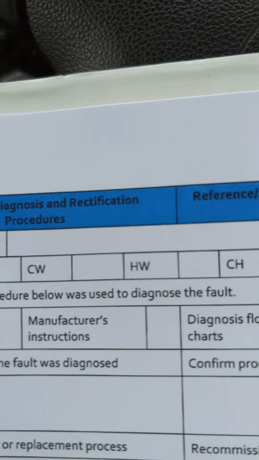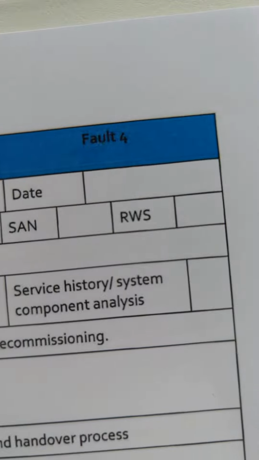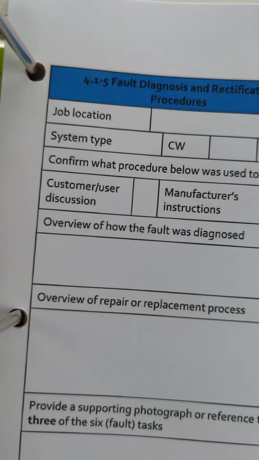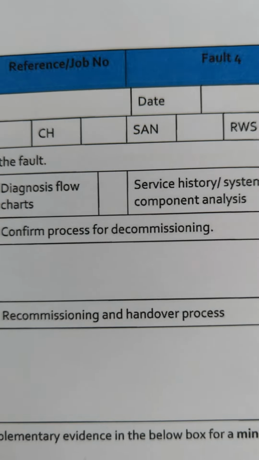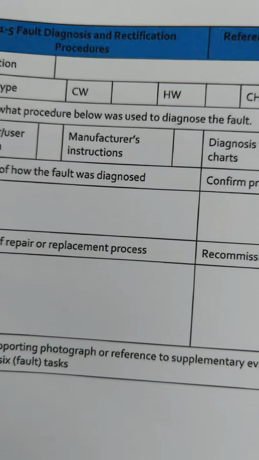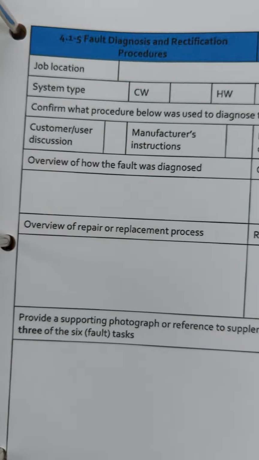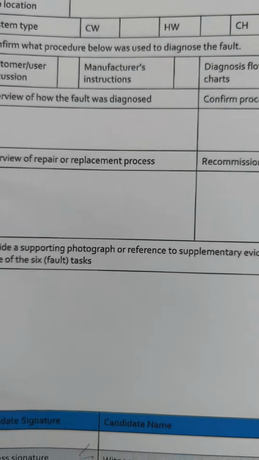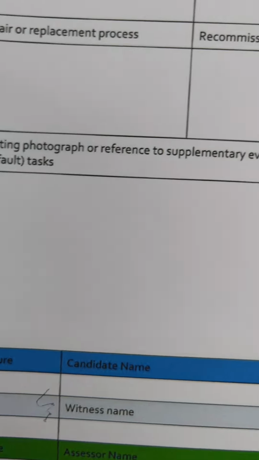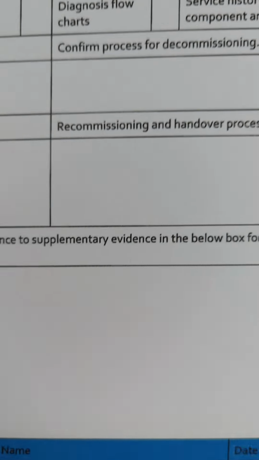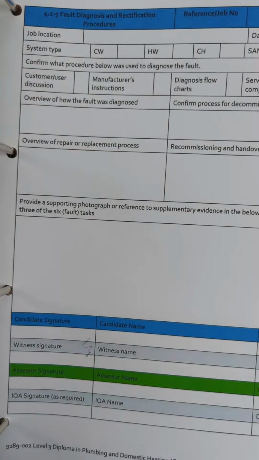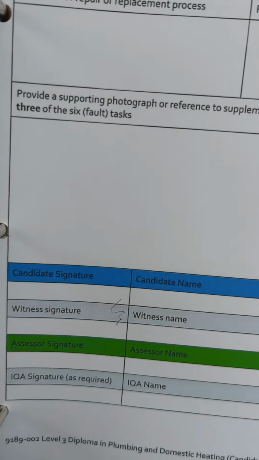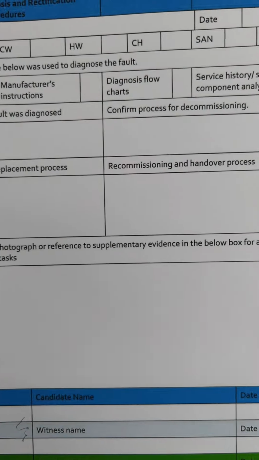If I scan over, you can see we're on fault 4. Exactly the same layout, everybody. Job location, date, rainwater system, sanitation, central heating, hot water, cold water, customer, manufacturer instructions, etc. Still the same 4 boxes and then a little space down there for photographs. If you're filling this in and uploading it to Smart Assessor, then a digital image will suffice, so you don't need to print them off and put them in your paper portfolio.